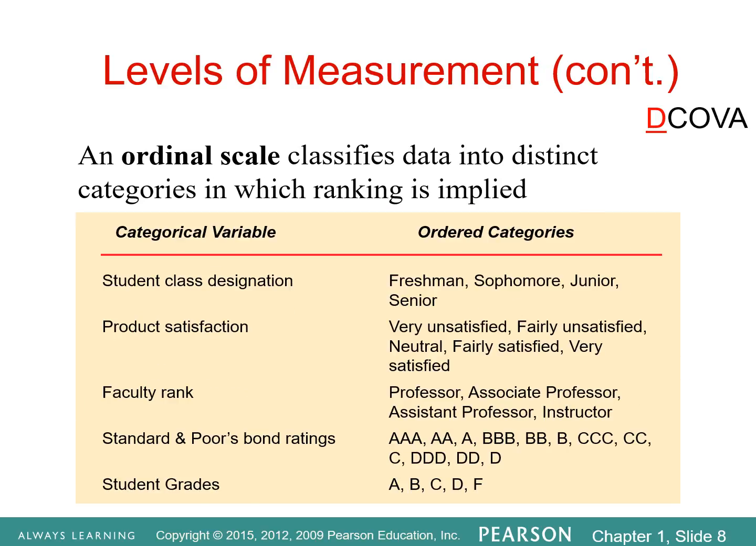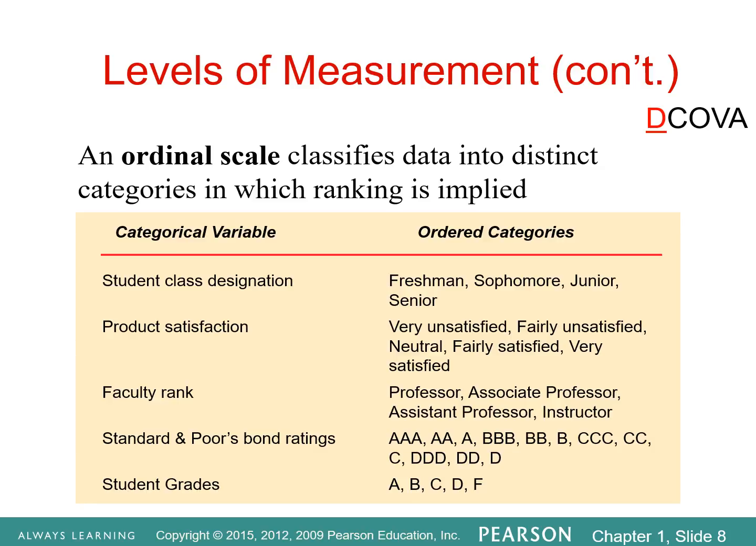An ordinal scale, this is one above a nominal scale. So nominal would be the lowest form of measurement. There's just categories. Are you married? Yes or no. Do you have children? Yes or no. Did you go to college? Yes or no. These are types of categories.